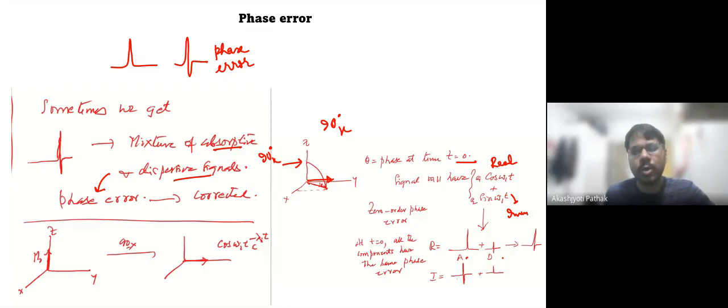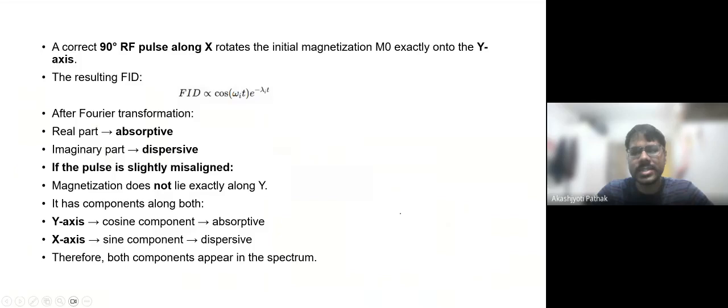Is this clear? So you are not applying the pulse exactly at the x-axis. If there is a tilt from the x-axis, then your magnetization will not come exactly to the y-axis. It will be shifted. It can lie in the xy plane. So that is called the zero order phase error. Why is it called the zero order phase error? Because at t equal to 0, all the nuclear components will have the same phase error. That is why it is called the zero order phase error.